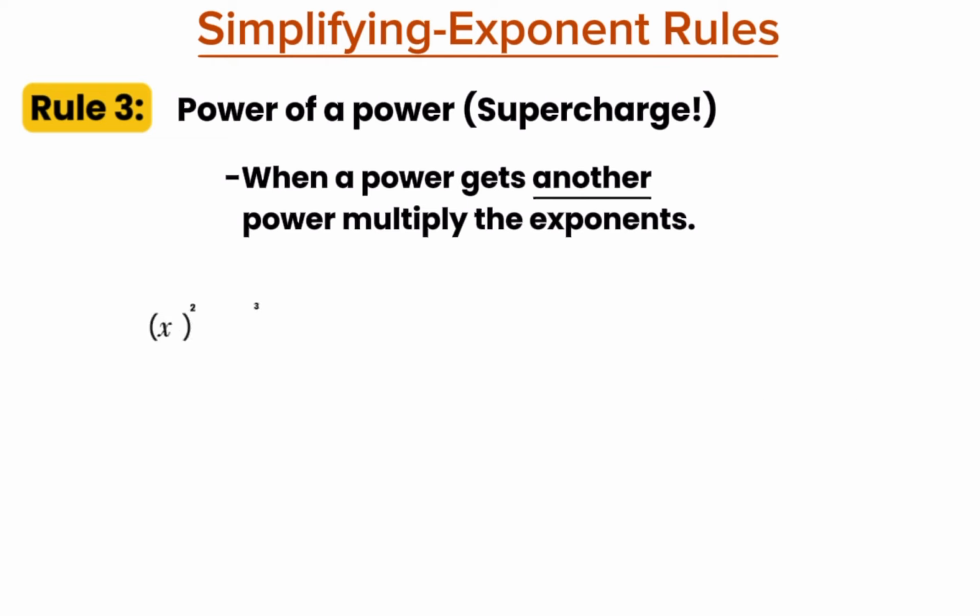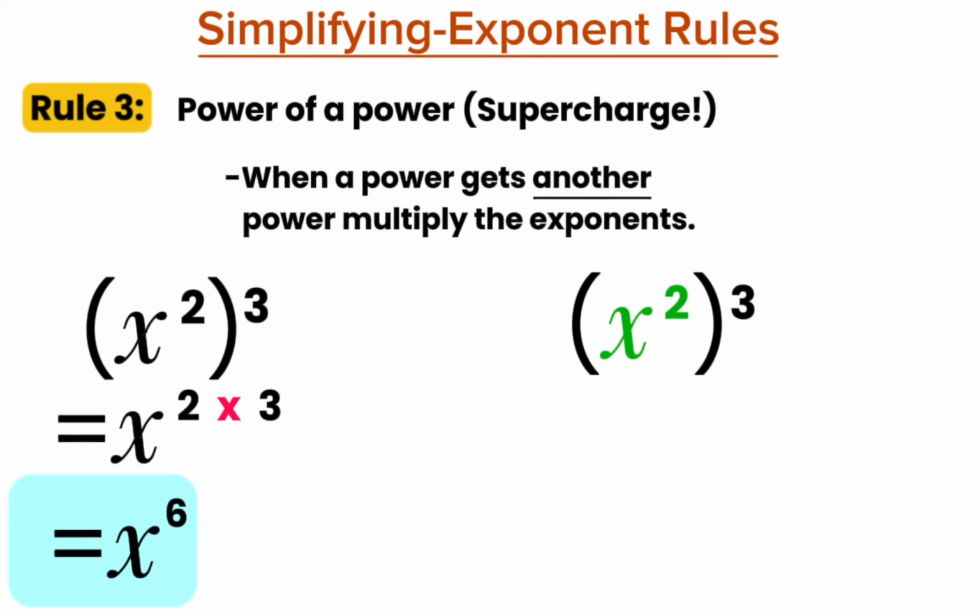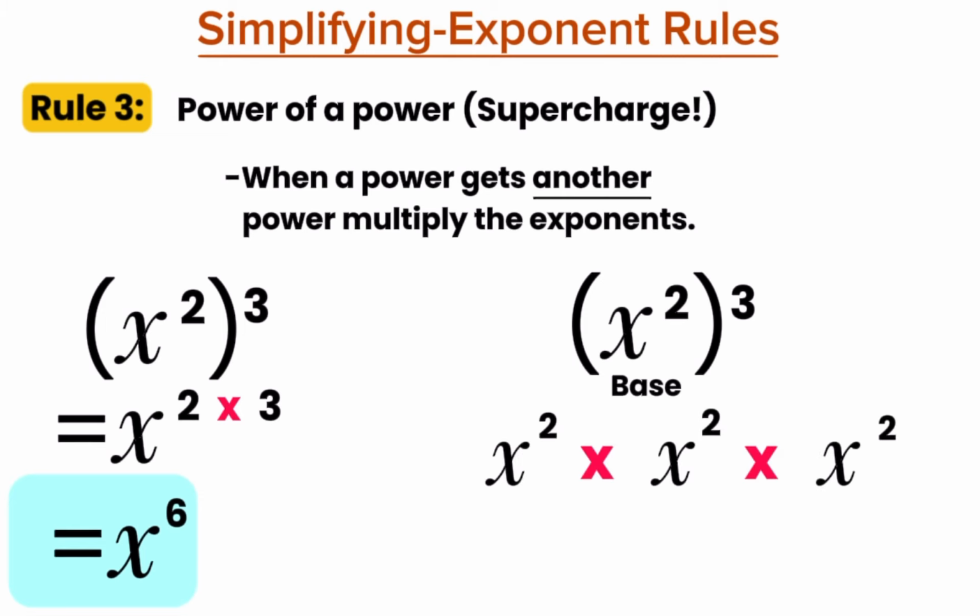Let's take a look at x squared to the power of 3. X squared to the power of 3 is really x to the power of 2 times 3, which is equal to x to the power of 6. Whenever you see a value in brackets followed by an exponent, that means the entire value in the brackets is the base. So in the case of x squared to the power of 3, x squared is the base multiplying itself 3 times. Written out, it looks like this: x squared times x squared times x squared.